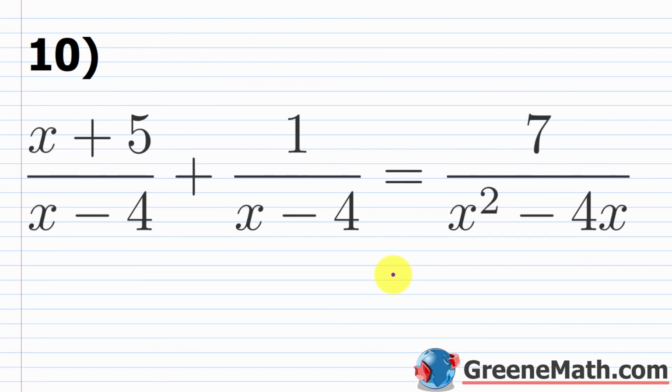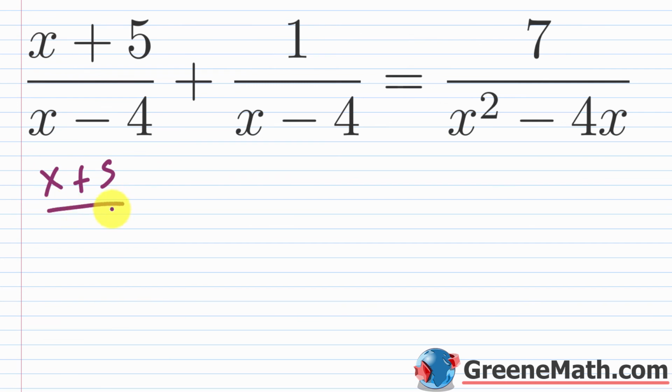All right, let's take a look at problem number 10 now. So we're going to have x plus 5 over x minus 4, then plus 1 over x minus 4. This equals 7 over x squared minus 4x. Let me rewrite this. So x plus 5 over x minus 4, then plus 1 over x minus 4.